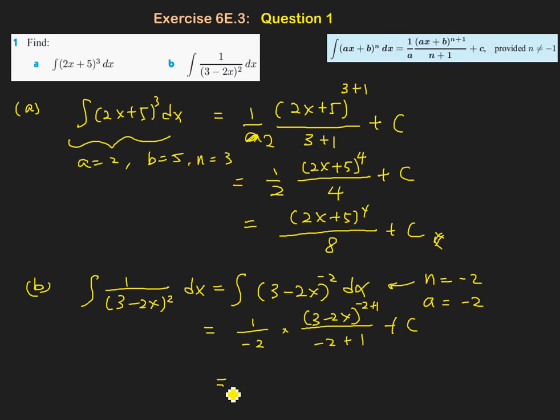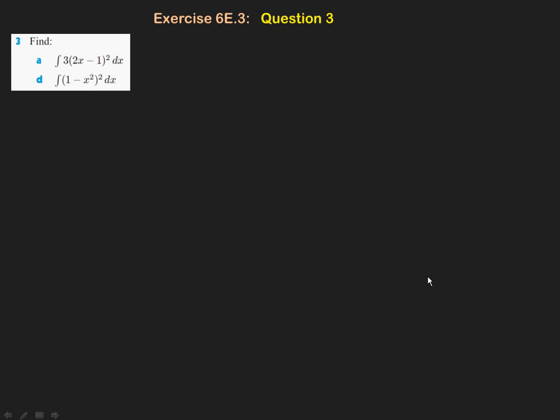If you simplify this, you have -1 over 2. This is -1, and this is 3 minus 2x to the power -1 plus C. You can simplify this further to get 1 over 2, 3 minus 2x plus C. Right? Is that cool? Now moving on to questions like this.